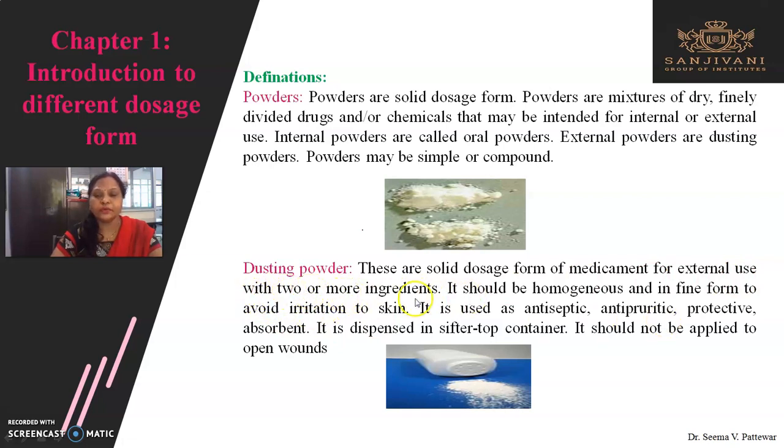It contains two or more ingredients. It should be homogeneous or in fine form. If it contains crystalline substances, it may cause irritation to the skin. It is used as antiseptic, antipruritic, protective and absorbent. Antiseptic, it prevents sepsis. Antipruritic, it prevents itching. Protective, it protects from the harmful rays of the sun. Absorbent, it absorbs oil or secretions from the skin.